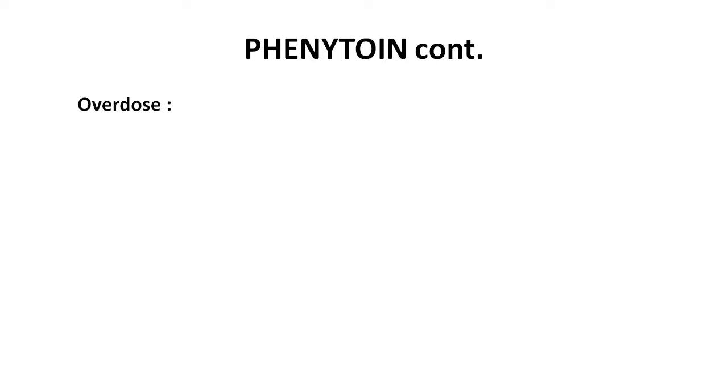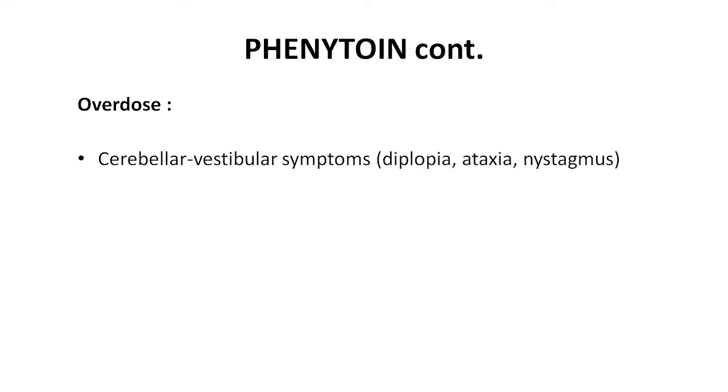What happens if there is overdose of phenytoin? So now we are going into the toxic effects and adverse effects of phenytoin. If there is an overdose, you will firstly see symptoms which indicate cerebellar vestibular disturbances. So you have problems like diplopia, ataxia, and nystagmus. These three symptoms, please remember them.